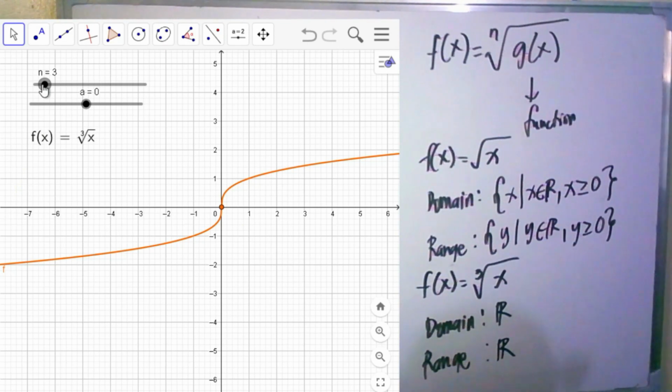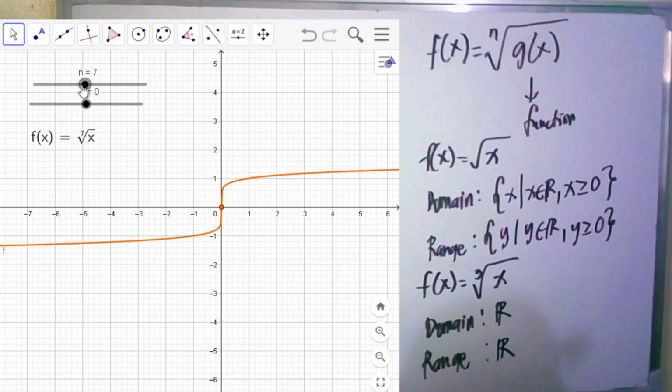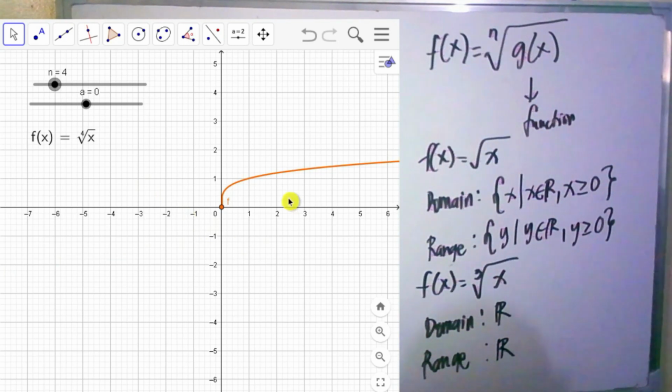Now, let us move on to 4 as our index. I want you to look at the graph as we move on and then observe some patterns if there are. So this is 4th root of x already. This is 5th root of x. 6th root of x. 7th, 8th, 9th. Yeah. So if we continue, any pattern that you observe, anything that you observe from what I just showed you?